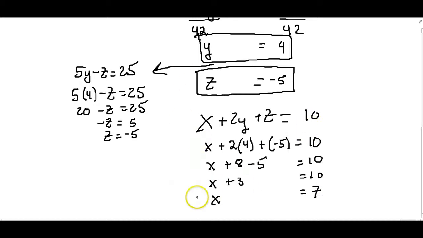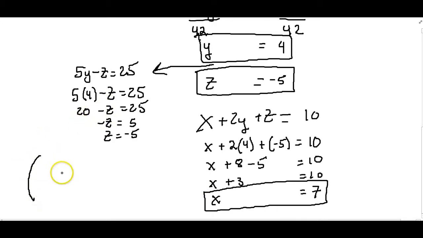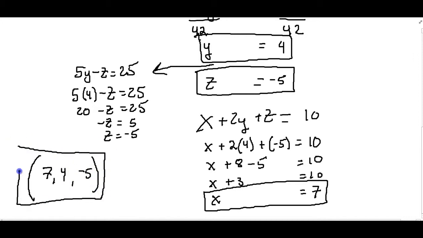Okay, so now we have our x value, our y value, and our z value. So our solution is written as parentheses 7, 4, -5. And that is our solution. That point intersects at 7, 4, -5. Because remember that -5 is our z, which is our new plane.